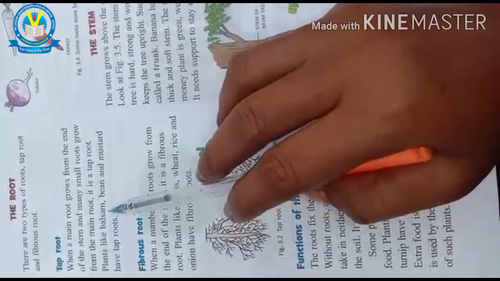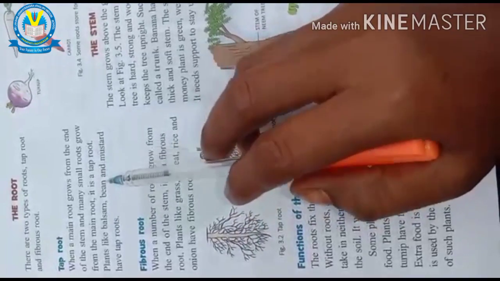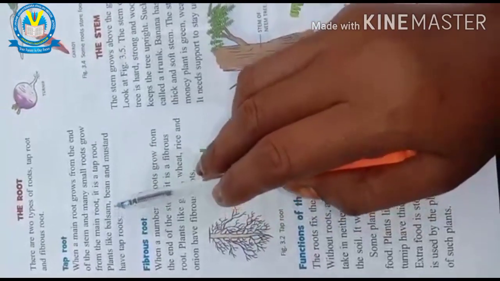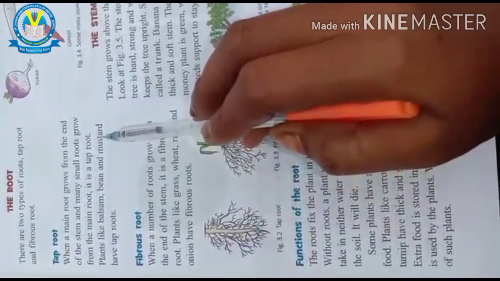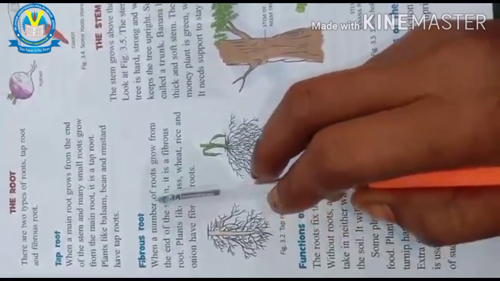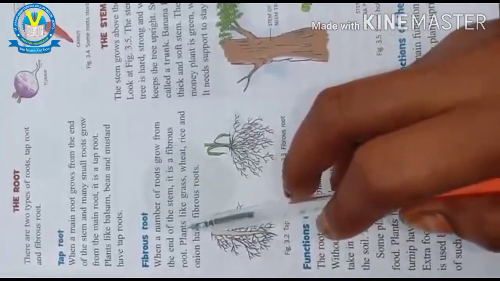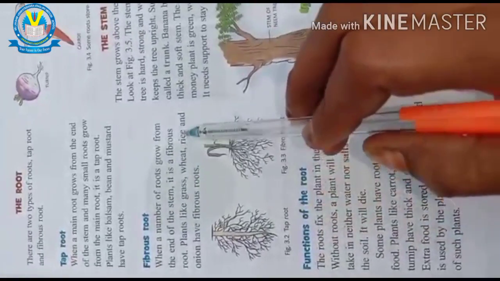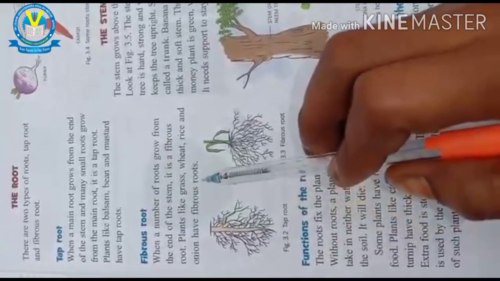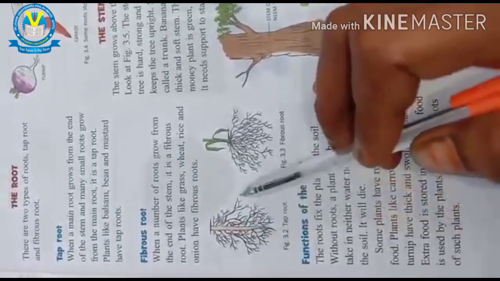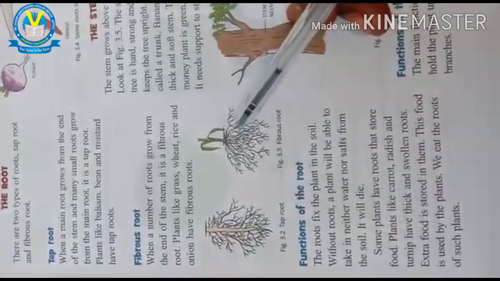Okay, plants like balsam, bean, mustard have tap roots. These are the examples of the tap roots. And fibrous roots. When a number of roots grow from the end of the stem, it is a fibrous root. Plants like grass, wheat, rice and onion have a fibrous root. So here see the tap root and also a fibrous root.